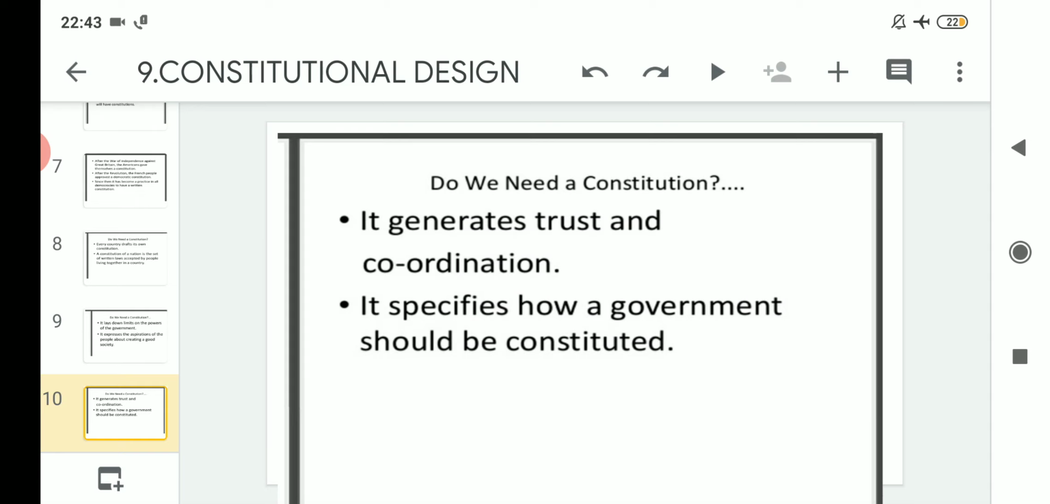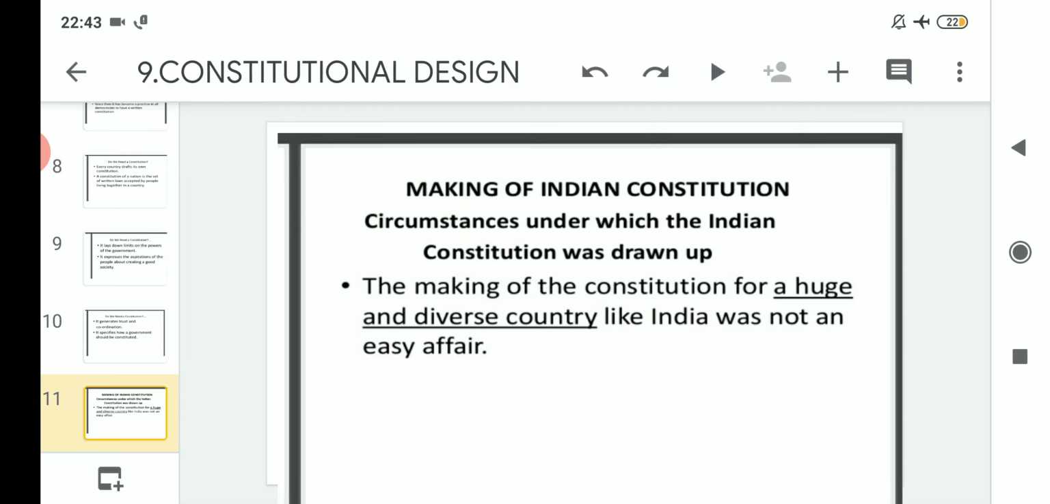After that, it generates trust and coordination between us, because in India, we have multilingual people, that means people from different religions and languages. In that, we are developing trust. After that, we are moving to live in a harmonious way. After that, it specifies how a government should be constituted. So the constitution also guides us in the way in which a government should be constituted or run the country. Clear?